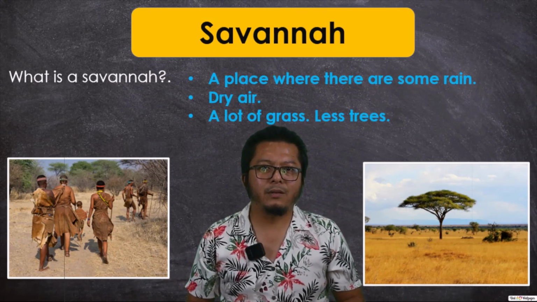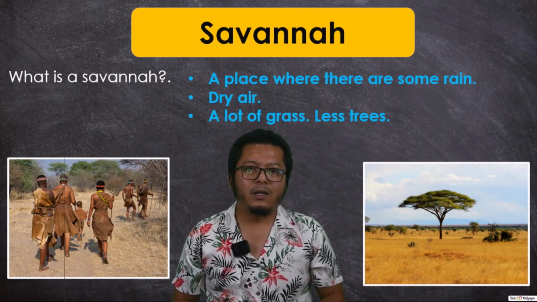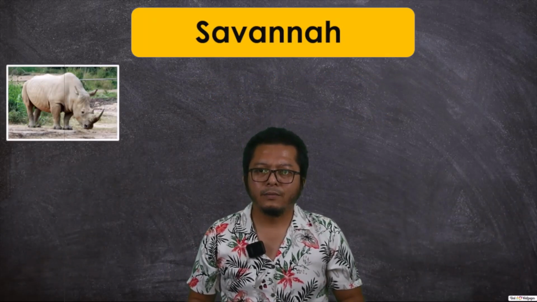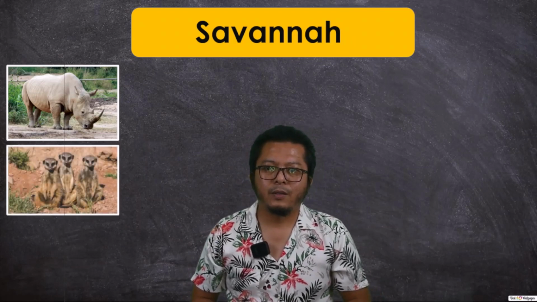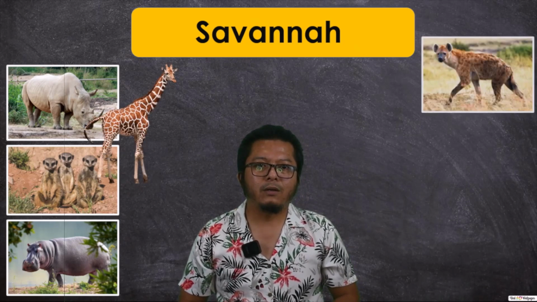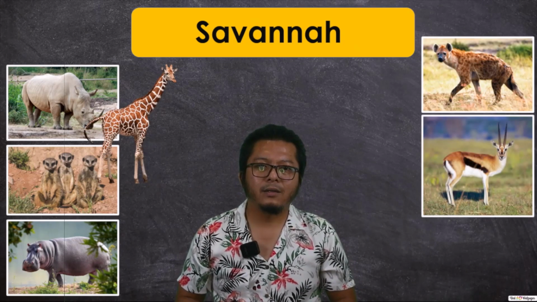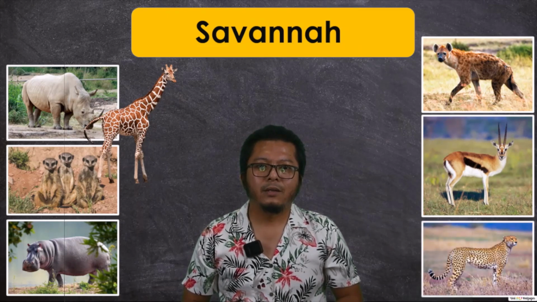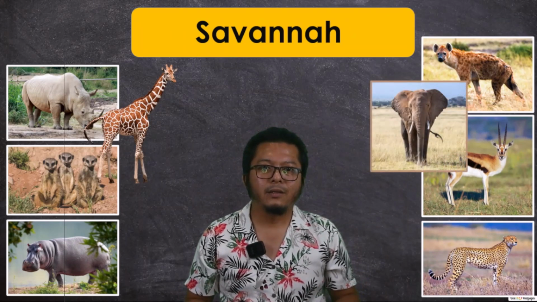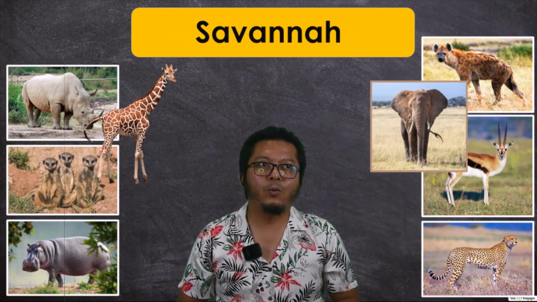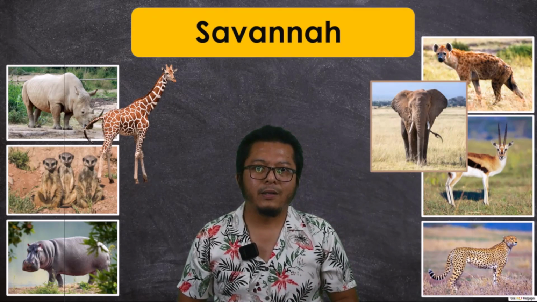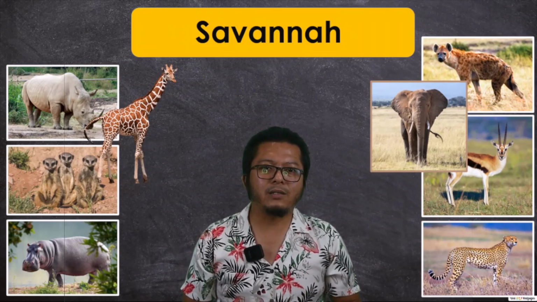Let's move on. Animals that live in a savanna would be rhino, and then meerkats, hippopotamus, giraffe, hyena, deer, and leopard, and many more like lion, or elephants, and some are wildebeest, and these animals live in savanna, okay, like in the TV cartoon Madagascar.